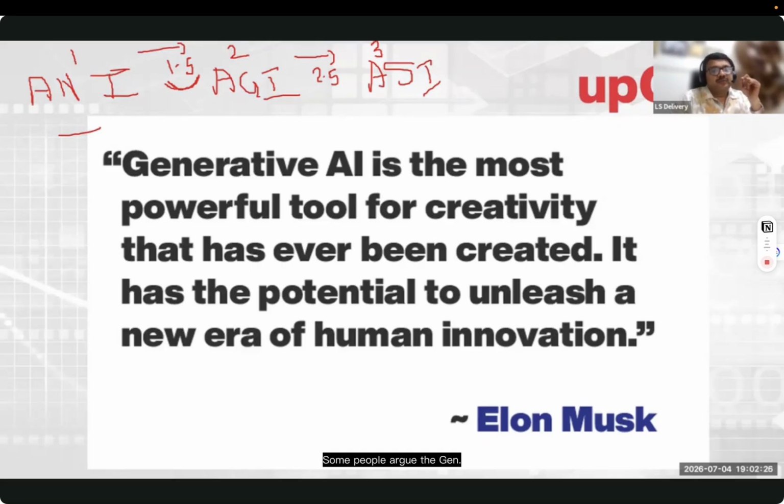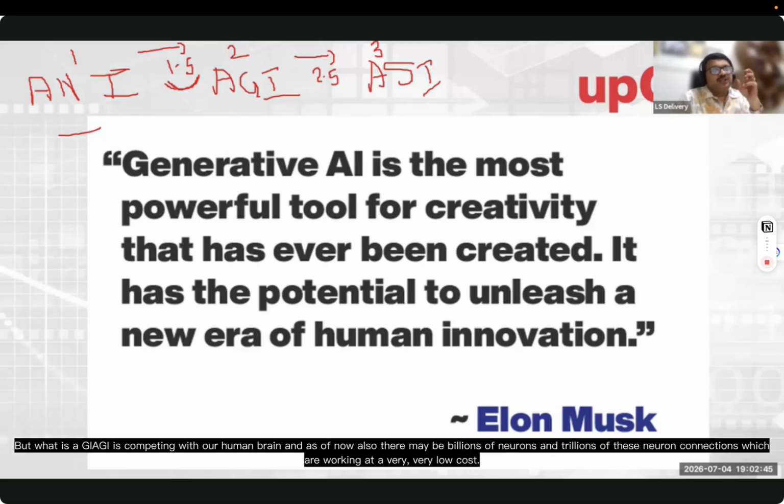Some people argue the Gen AI is one step closer to the AGI, but some experts may not agree completely, right? Gen AI, LLMs have reached their maturity. For AGI to be reached, we need a different ball game. This may not lead to the AGI. Let's see which theory will really reach there. But what is AGI? AGI is competing with our human brain.